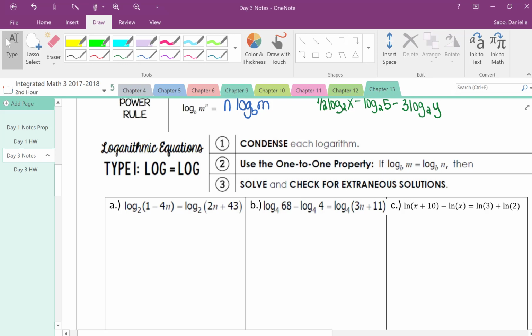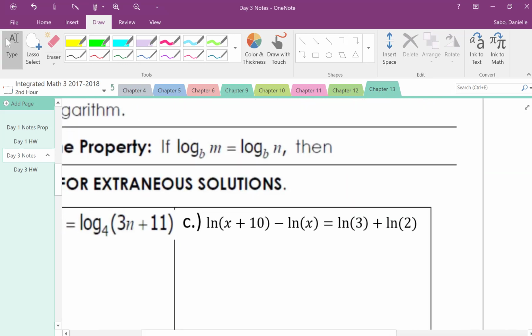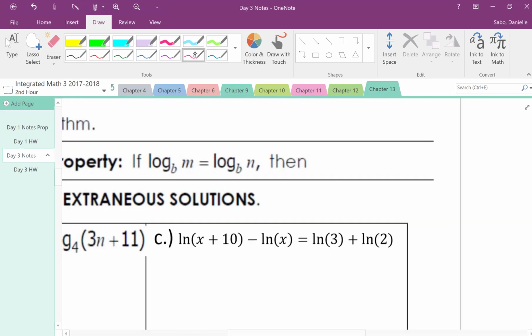Okay, so if log base b of m is equal to log base b of n, then we have m is equal to n. Okay, so what's cool about the 1-to-1 rule is they basically cancel. So like if I had 2x plus 1 equals 2x, you can cancel the 2x's because they're on both sides of the equation. They're going to cancel out. Okay, so same thing here. The logs will cancel in this situation.